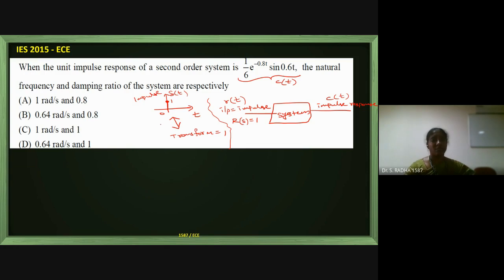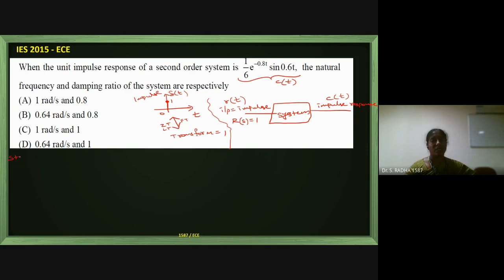Any transform you apply, Z transform, Laplace transform, Fourier transform, discrete Fourier transform, continuous Fourier transform, all these transforms for the impulse signal give the value 1. So R of s equal to 1. And now we will try to find C of s. So C of t is given.